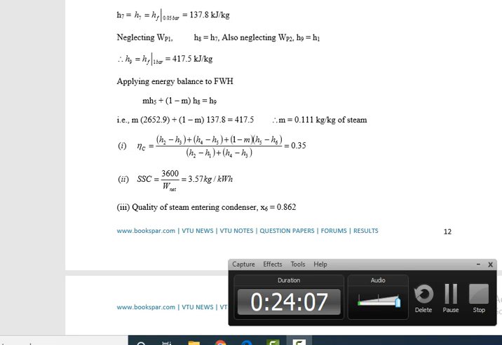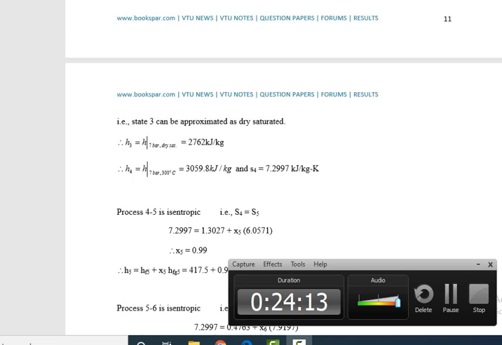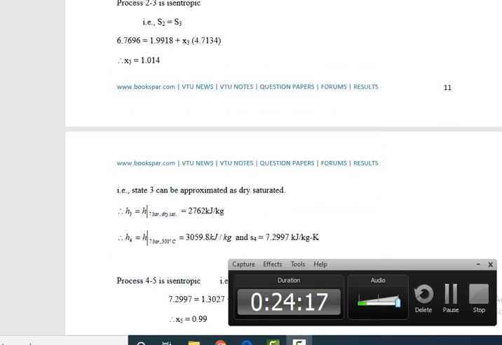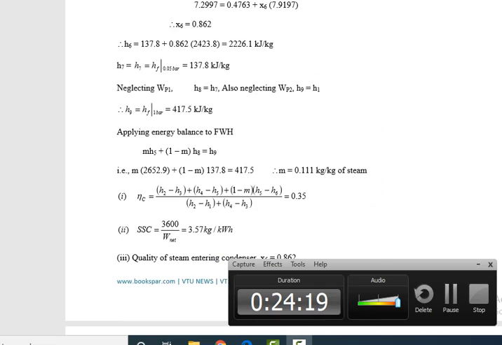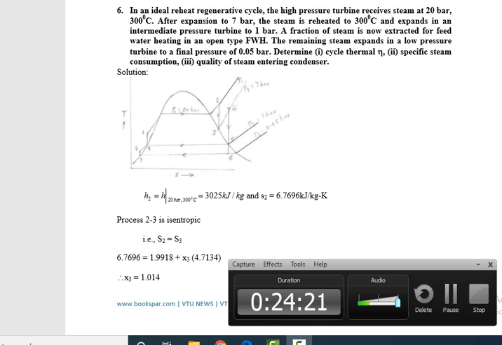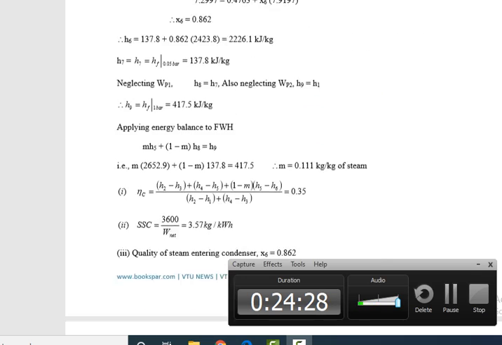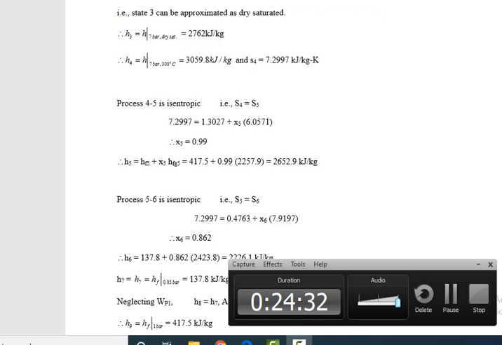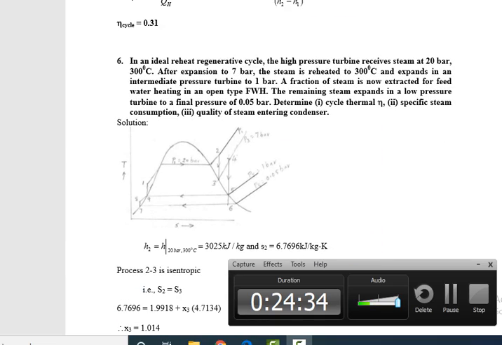Then find out the condenser efficiency, ηc. For the condenser efficiency, go to this diagram: the area under S2 minus S3, then (h4 minus h5), then (h2 minus h3), (h4 minus h5), and then plus (1 minus m)(h5 minus h6). This is the area.